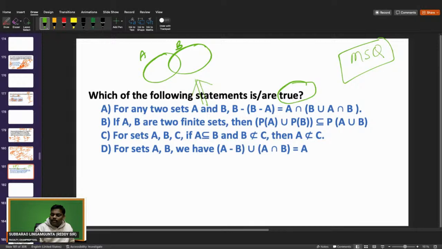So when you say B minus A, it means B people but not A people. Right? So B minus A is this region. Next one: B minus of this. B people but not this.